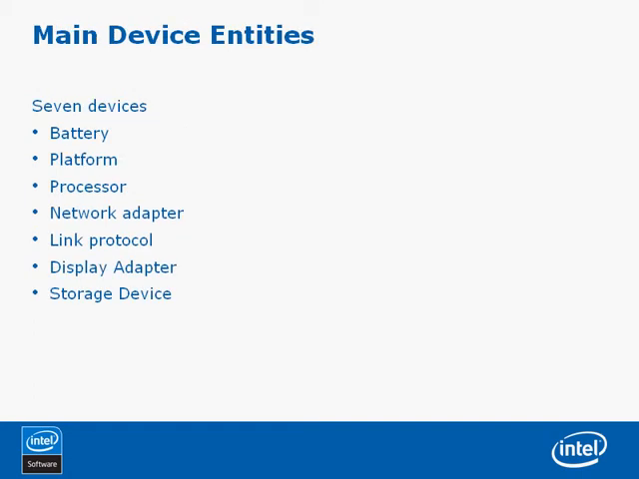Seven device class and instance types are supported by the SDK. These are the battery, platform, processor, network adapter, link protocol, display adapter, and storage device. Further details are in the next 2 slides.